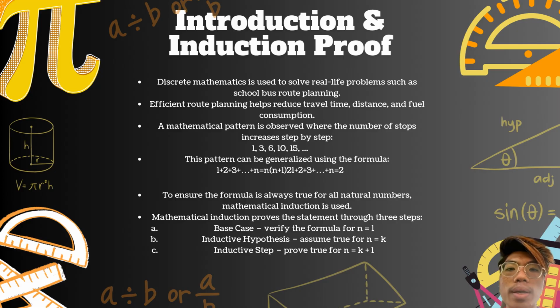In this slide, discrete mathematics is applied to solve a real problem, which is school bus route planning. A pattern can be observed where the number of stops increases step by step each day. This creates a sequence such as 1, 3, 6, and 10. The pattern can be represented using a mathematical formula to calculate the total quickly. To ensure that this formula is always true for all numbers, mathematical induction is used. Mathematical induction consists of three main steps: base case, inductive hypothesis, and inductive step. That's all from me. Thank you.